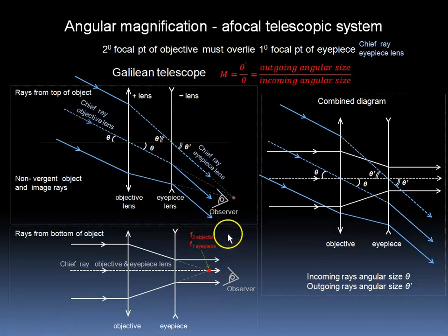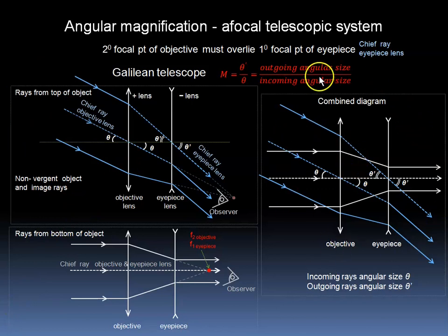Because f2 of the objective lens is in the same place as f1 of the eyepiece, we have met the condition here. Secondary focal point of objective must overlie primary focal point of eyepiece. We will now have the effect of an afocal telescopic magnifier. As drawn here, it would only work for distant objects that approximate non-vergent rays as they reach the telescopic system.